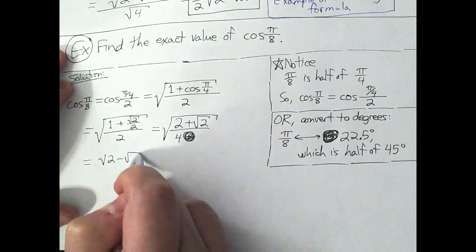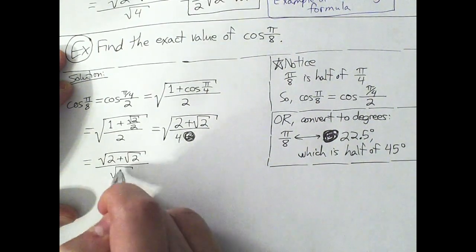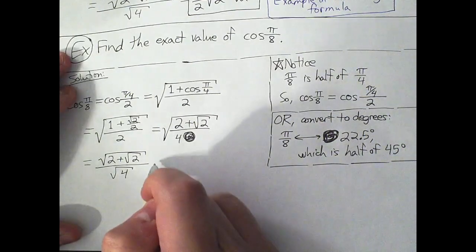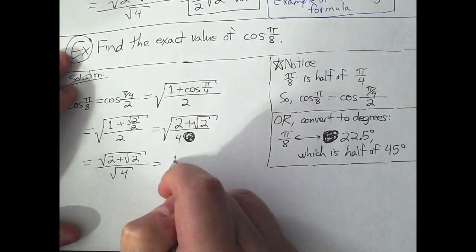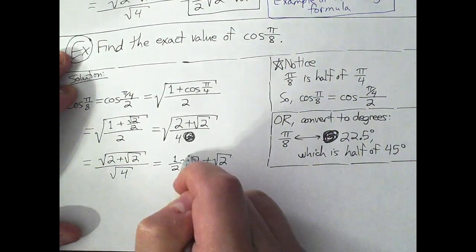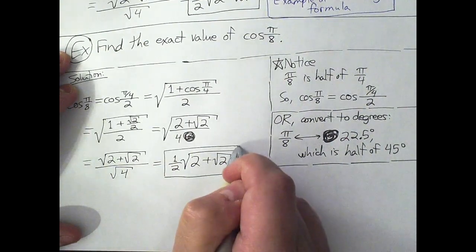Square root of 2 minus square plus square root of 2 over... All right, how does that look so far? One more step and I say we're done. Let's make this 1/2 square root of 2 plus square root of 2. And that's my answer.